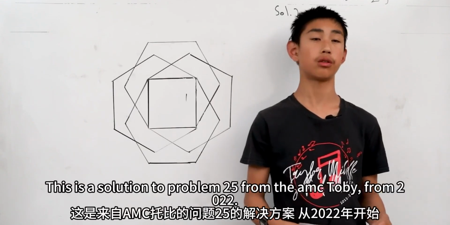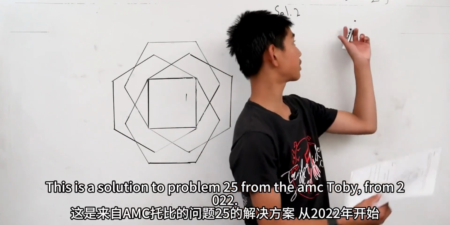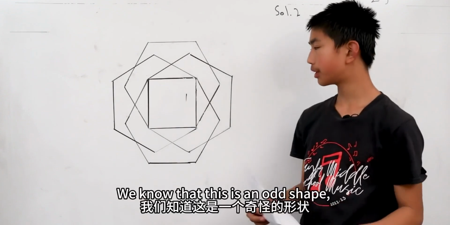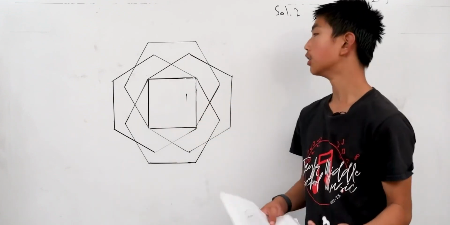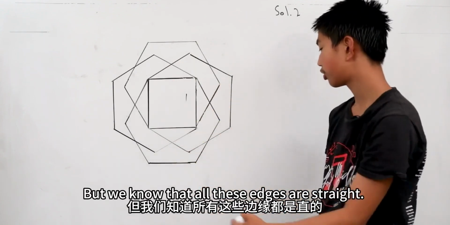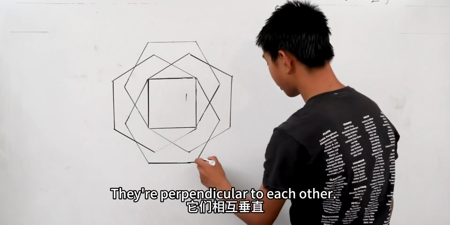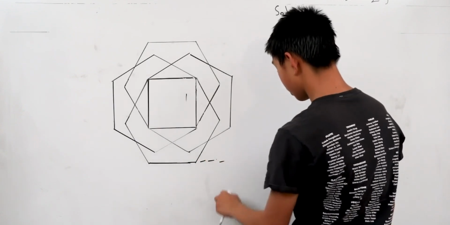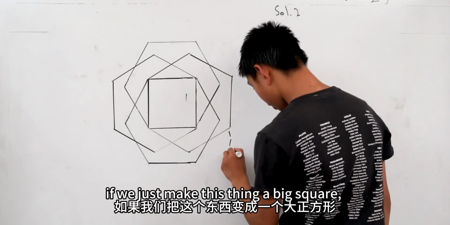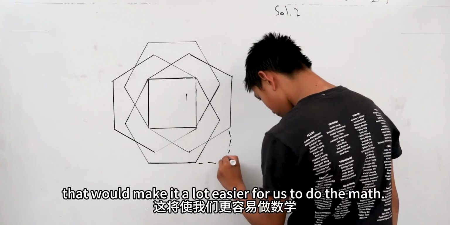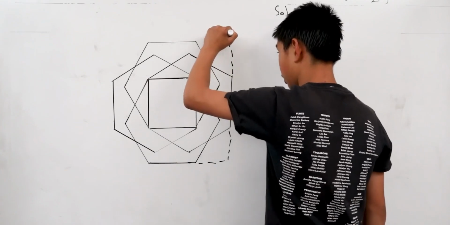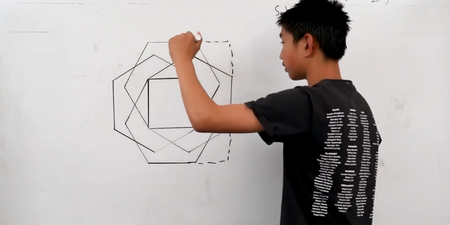This is solution 2 to problem 25 from the AMC 12B from 2022. We know that this is an oddly looking shape, but all these edges are straight, so they're perpendicular to each other. So all we can do is make this thing a big square, which would make it a lot easier for us to do the math. So we do that.